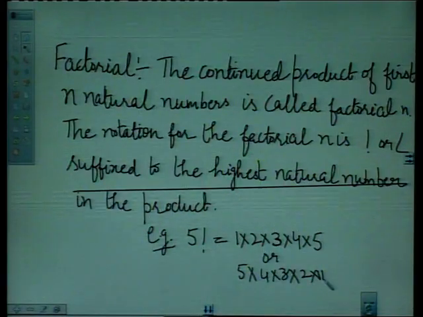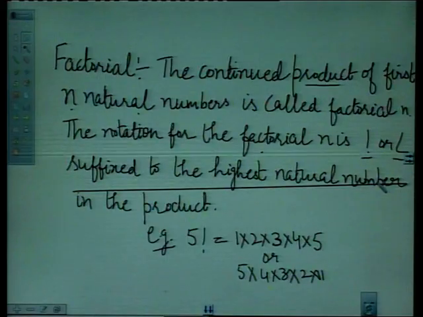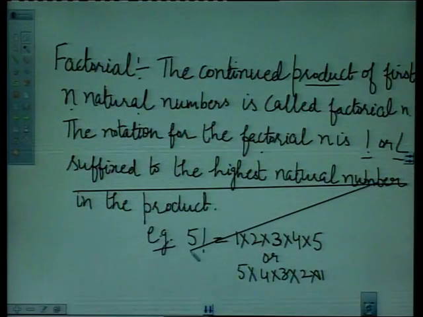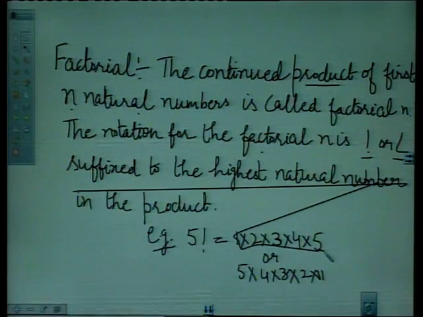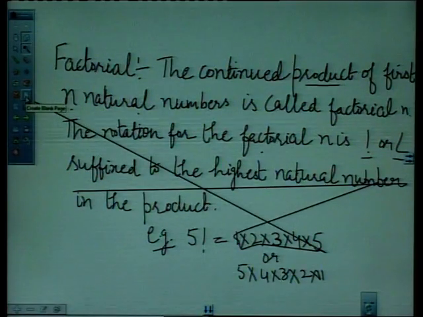Now, let us see what factorial is. It is the continued product of first n natural numbers, and the notation used for factorial is this sign of exclamation, or this sign of angle, fixed to the highest natural number in the product. We have taken the example of 5 factorial. This is the product of 1 into 2 into 3 into 4 into 5. The highest natural number is 5, it means this is the factorial of number 5.